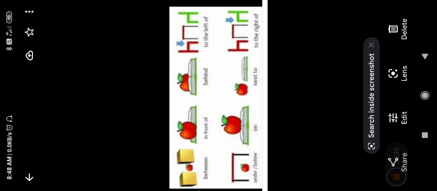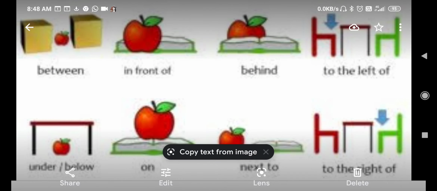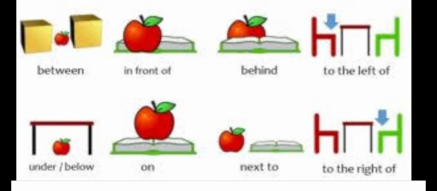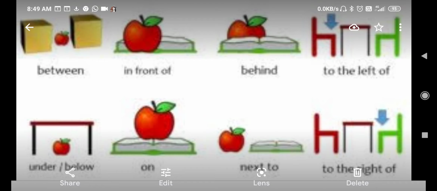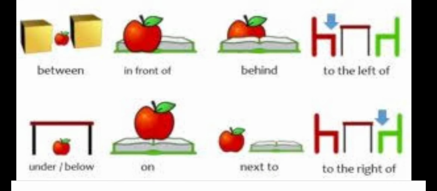I have taken so many images so that you should be able to understand. Now the image of the apple and the other thing is, this apple is between, yani ki darmiyan the two boxes. This is in front of the book, yani ki iske aage, book ke aage. This is behind the book, yani ki book ke peeche side se.